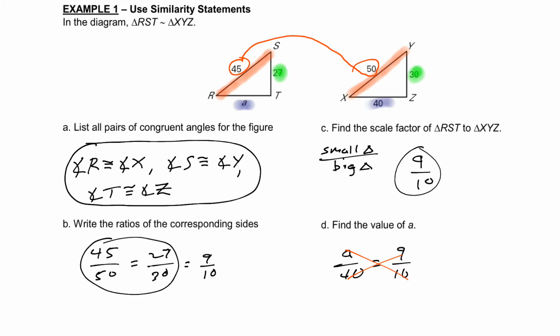We have 10 times A, well, that's 10A, equal to 40 times 9, that's 360. Then we're just going to divide both sides by the number out in front of the variable, which is 10. The tens are going to cancel on the left side and make a 1, and we get A equals 36. So the length of segment RT, I guess I could write that, RT is equal to 36. Let's turn the page and move on to example 2.